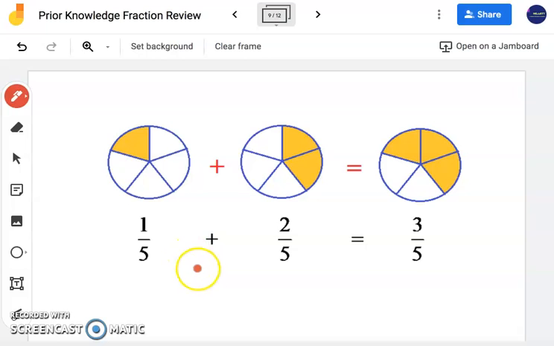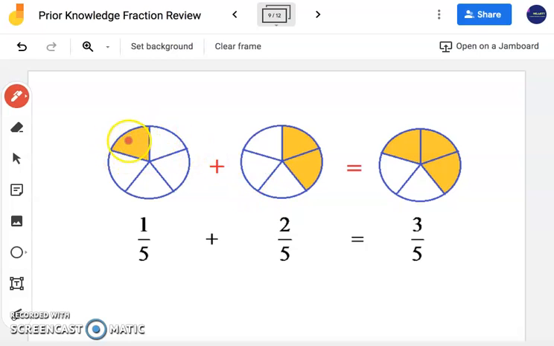And here we have adding fractions. Notice here in all 3 of these pictures, everything is broken into fifths. Each piece is exactly the same size. We have fifths, fifths, and fifths. And notice when we're adding fractions, all we are doing is combining our numerators. And the picture is a great example of it.